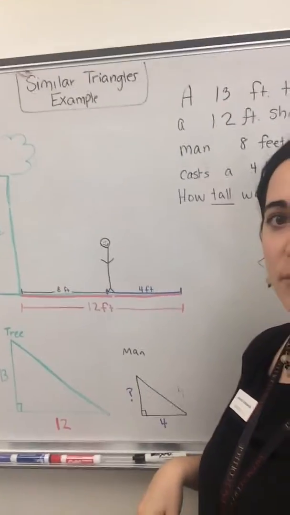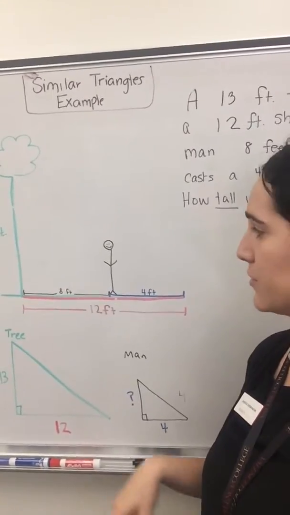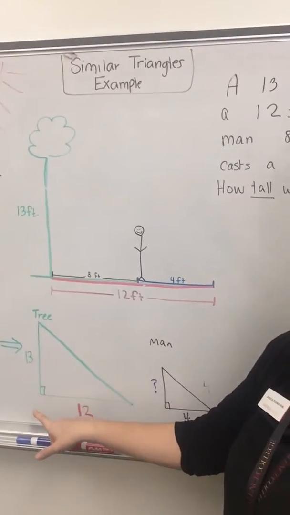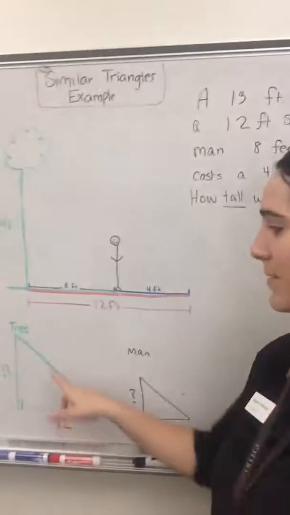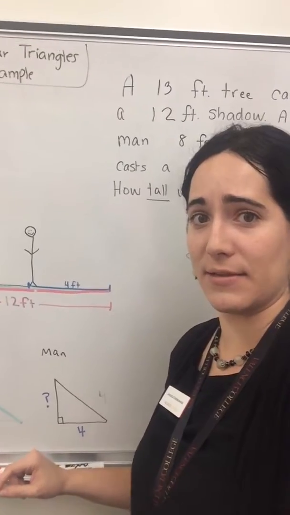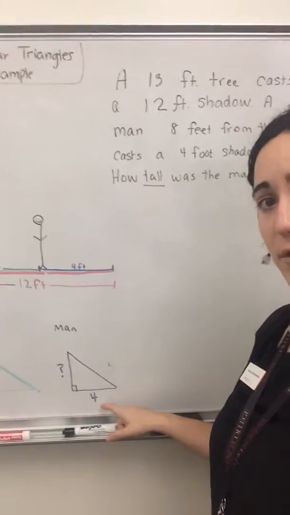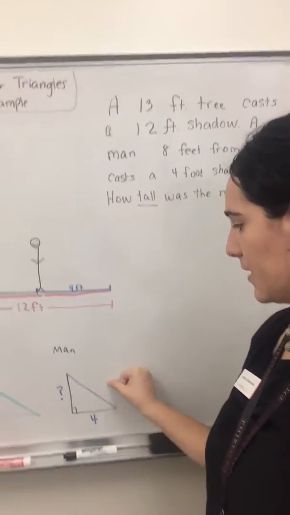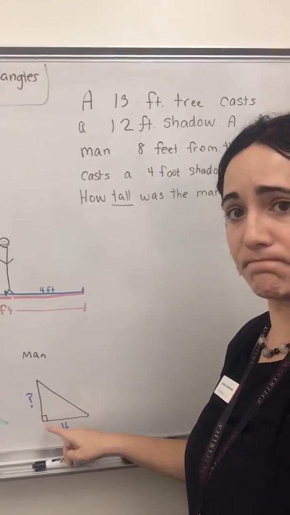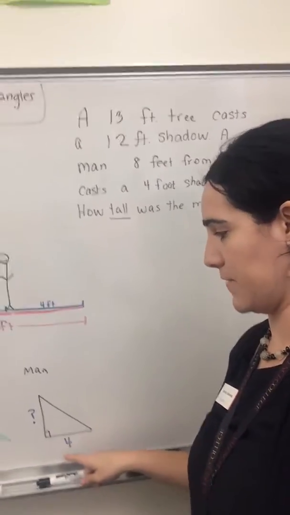I then break this into two right triangles. For the tree, we have 13 for its height, 12 for its shadow. Now technically we could use the Pythagorean theorem to find the hypotenuse measurement here, since a squared plus b squared equals c squared, but let's see if that's even necessary in this problem. For our smaller right triangle, we have an unknown height for the man, and a shadow length of 4 feet.